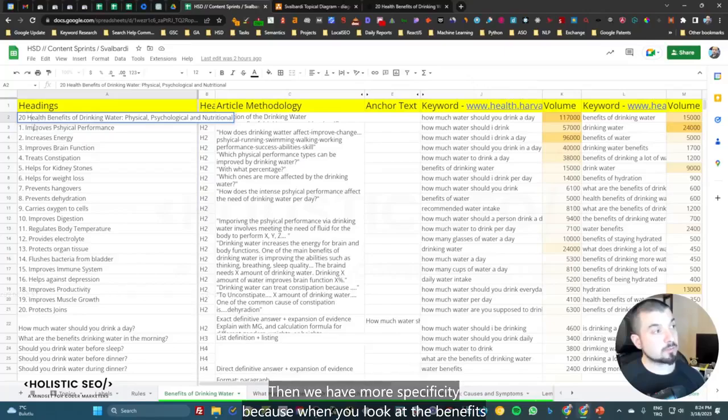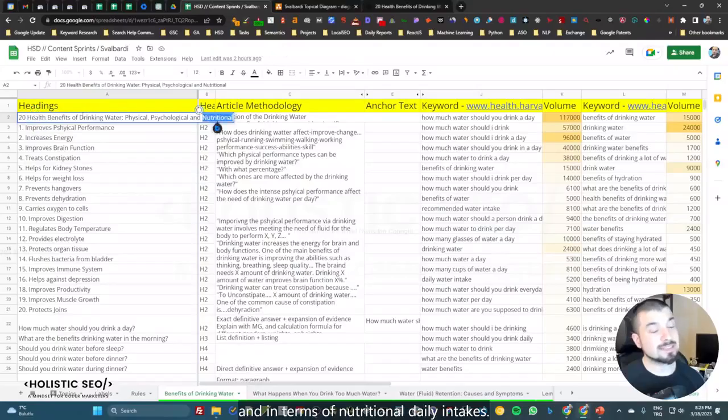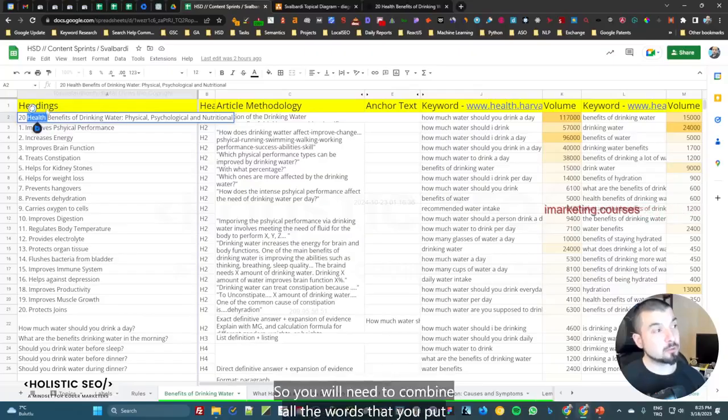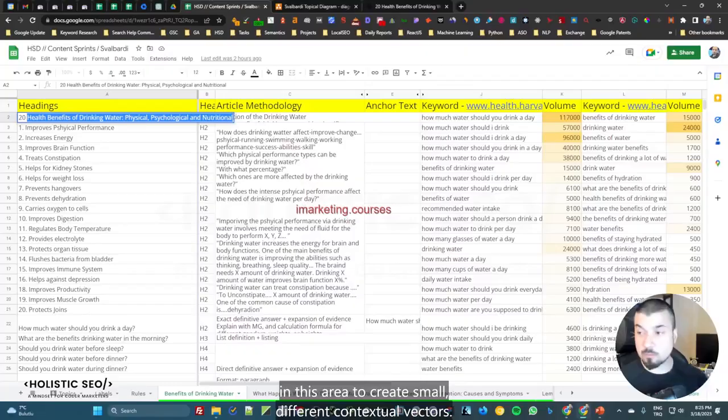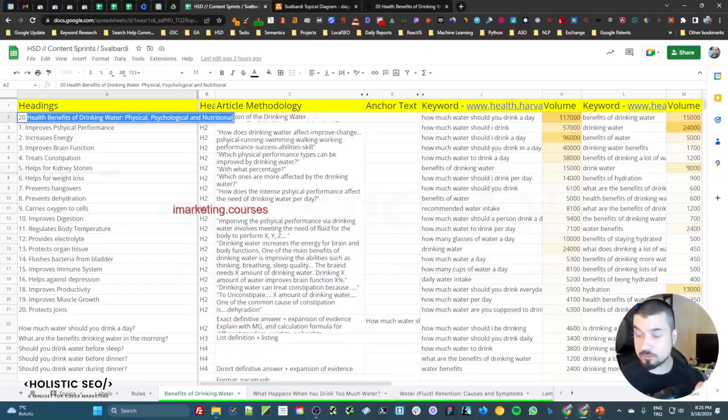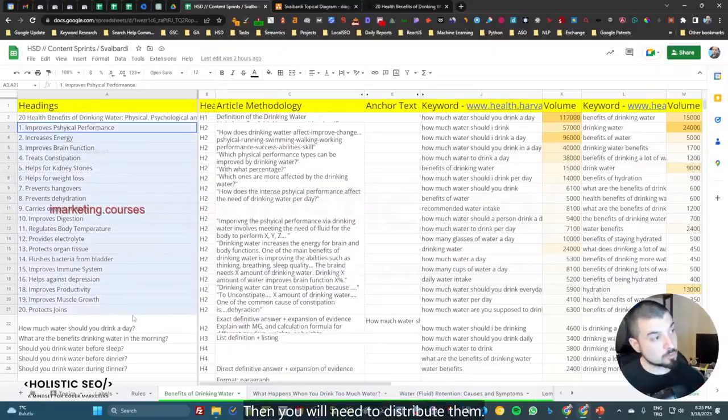Then we have more specificity, because when you look at the benefits of drinking water, the context might be anything. Physical performance might be there too, since we have the word physical here. But we mainly focus on health: in terms of physical health, in terms of psychological health, and in terms of nutritional daily intakes, again for health. So you will need to combine all the words that you put in this area to create small different contextual vectors. Then you will need to distribute them.